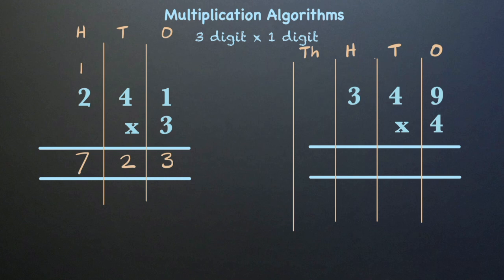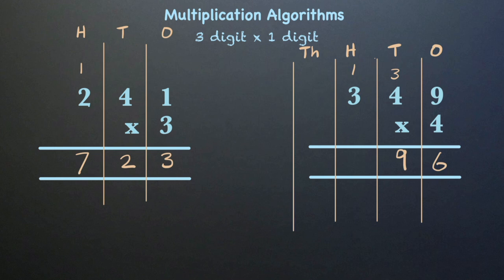All right, the first step is we've got ones multiplied by ones. So I've got 4 times by 9. 4 times by 9 is 36. Record the 6 with the ones and the 3 with the tens. Next step is 4 times by 4 tens. 4 times 4 is 16, and 3 more makes 19. I'm going to record the 1 with the hundreds and the 9 with the tens.